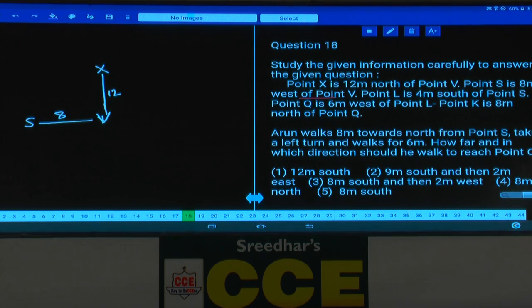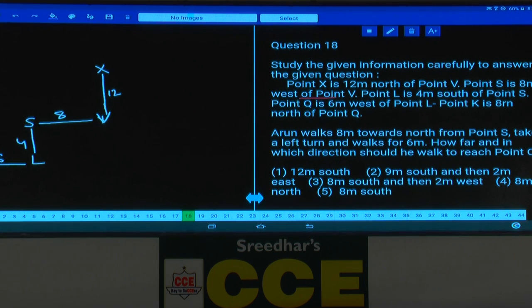L is 4 meters to the south of S. Q is 6 meters to the west of L. K is 8 meters to the north of Q. From here, K is 8 meters to the north of Q, and the total distance is 8 meters.